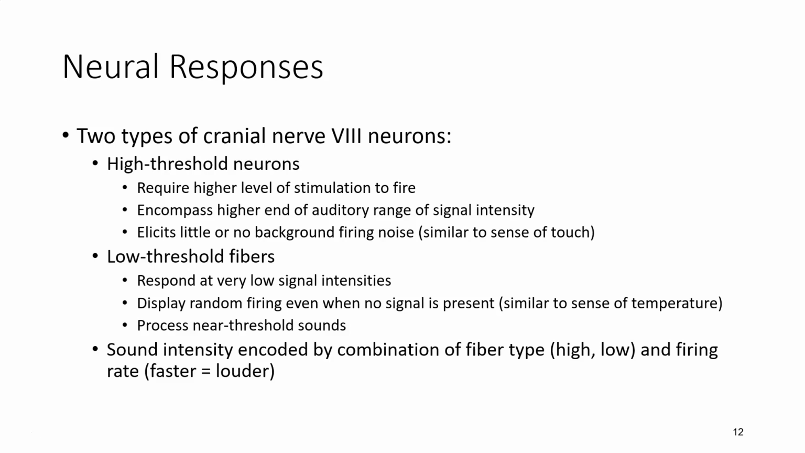These two different types of fibers are similar to some of our other senses. The high threshold neurons are more like our sense of touch. It doesn't generally respond unless there is something actually happening. The low threshold fibers are a little more like our sense of temperature, where they have a continuous firing rate that gets altered by stimulation. We understand sound intensity by a combination of what types of fibers are firing, just low or a combination of high and low, as well as their firing rate, where faster firing is used to encode louder sounds.